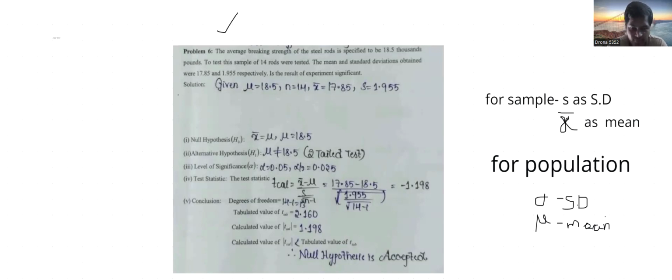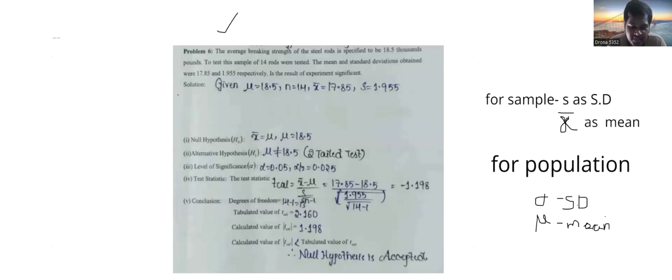Here the standard deviation is given directly, so we may proceed with the formula t equals x bar minus mu by s by square root of n minus 1. Substituting the values, we get the answer minus 1.19. Here we take the modulus.